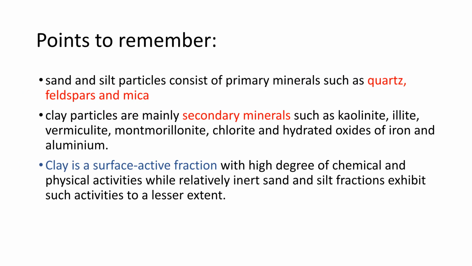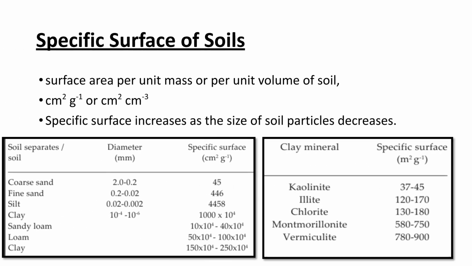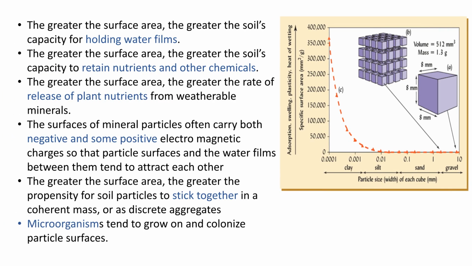Sand and silt consist mainly of primary minerals like quartz. Clay particles are secondary minerals, such as kaolinite. Clay is highly surface active, unlike the more inert sand and silt fractions. Specific surface is the surface area per unit mass or volume of soil. As soil particle size decreases, the specific surface increases. A greater specific surface enhances the soil's capacity to hold water, retain nutrients, release plant nutrients, promote particle aggregation, and support microbial colonization.